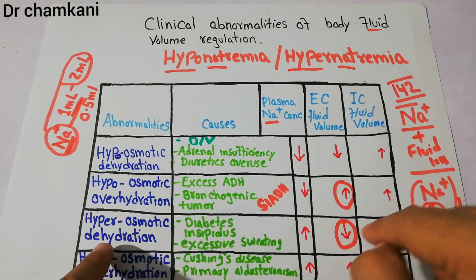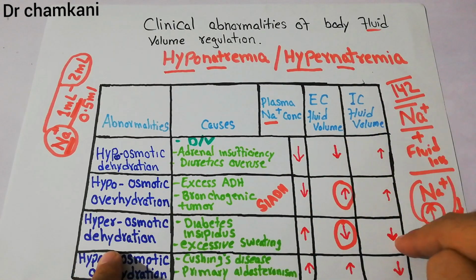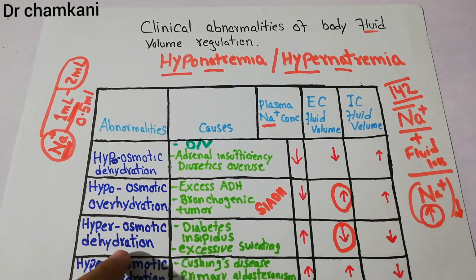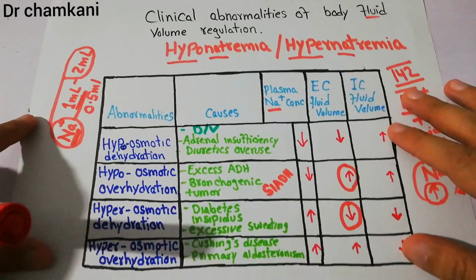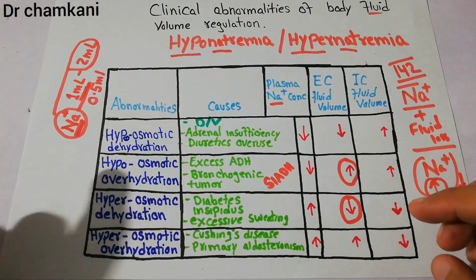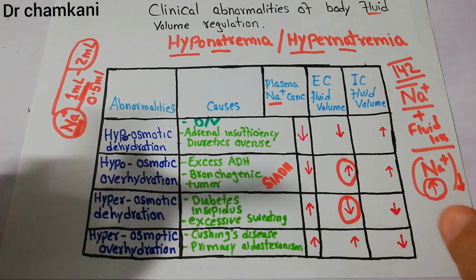And due to fall in fluid in the body, extracellular fluid and intracellular fluid, this fluid falls. So basically it is a dehydration. Due to decrease in fluid, there is dehydration, but due to overall increase in the sodium, there is hyper-osmotic condition.